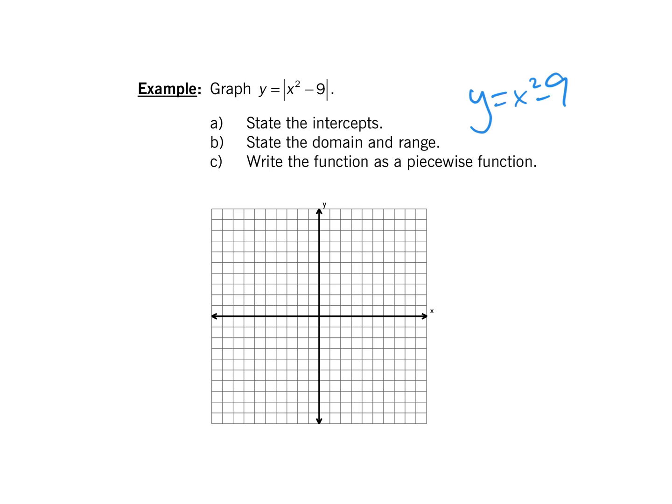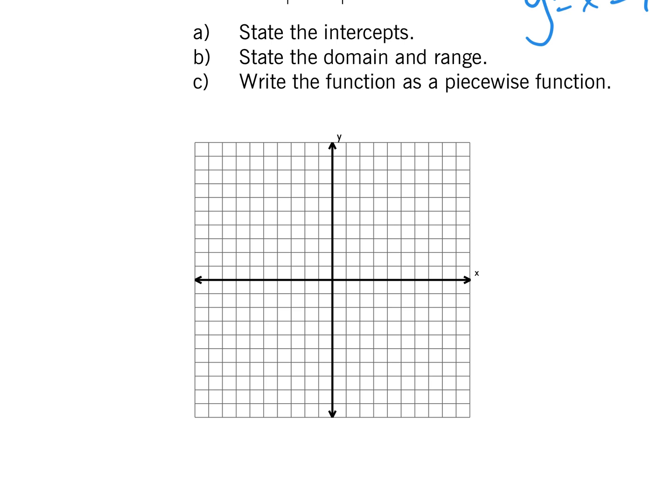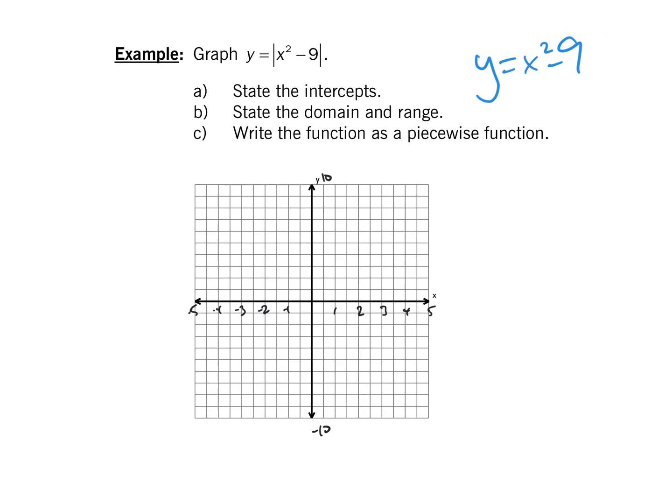So let's figure out a scale here. I'm going to say a decent scale for this would be 1, 2, 3, 4, 5, -1, -2, -3, -4, -5. And for the y's, we'll just go to 10 and -10.